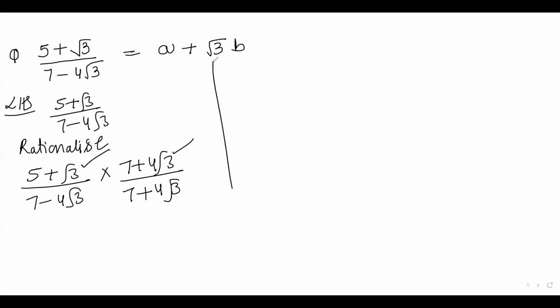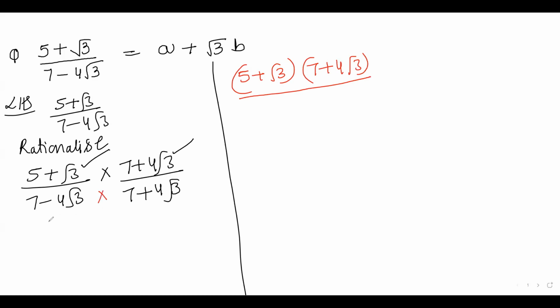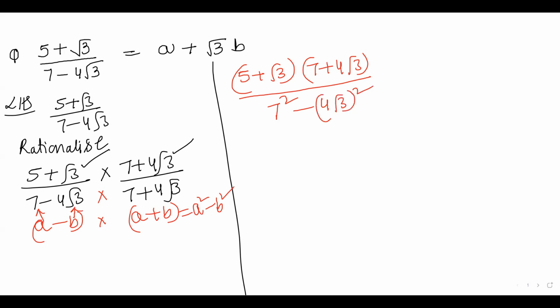Numerator into numerator, that is 5 plus root 3 into 7 plus 4 root 3. Denominator into denominator, it is in the form of a minus b into a plus b. We can write it as a square minus b square. So a value is 7, so a square. B value is 4 root 3. B square means 4 root 3 whole square.